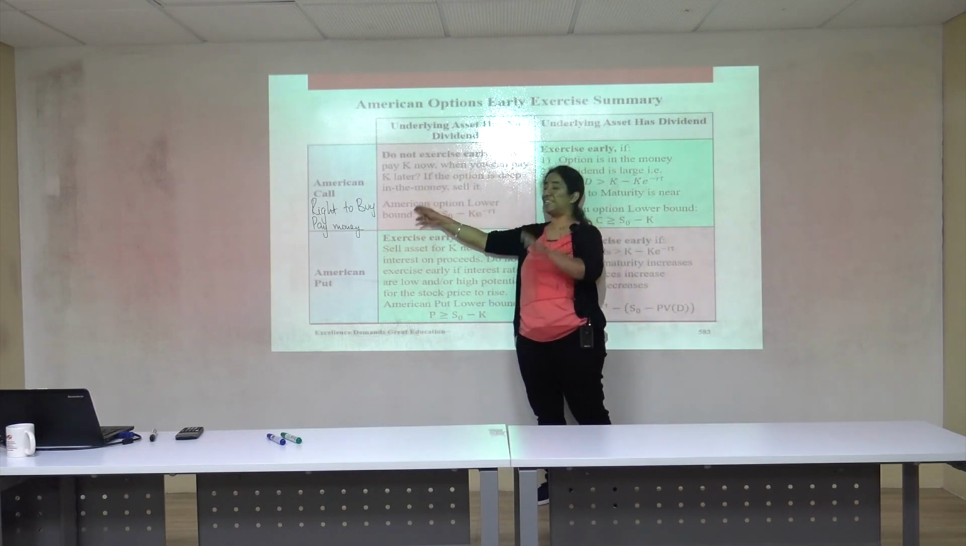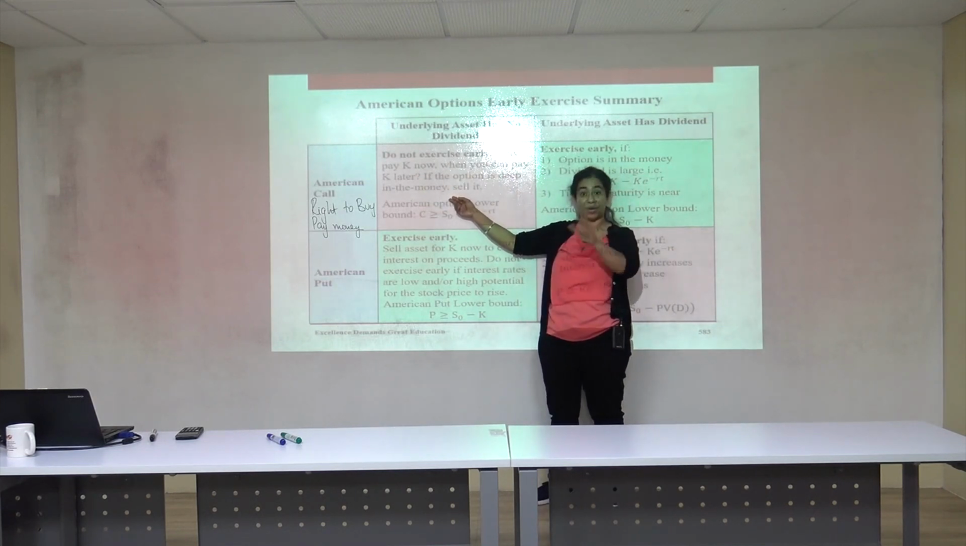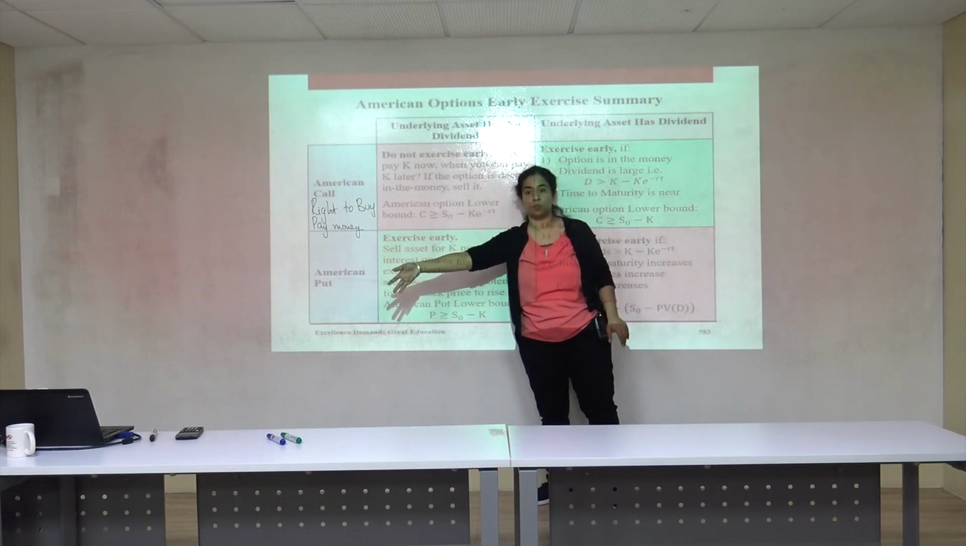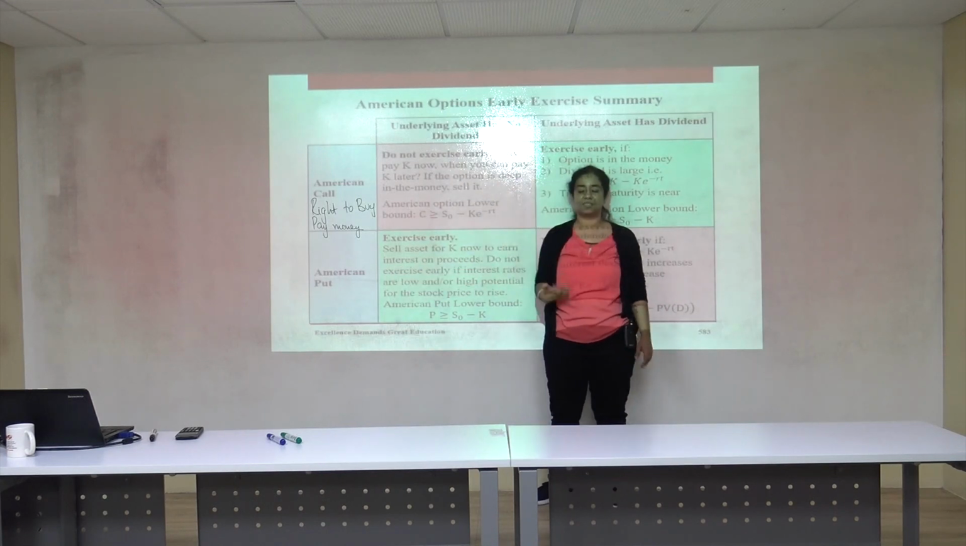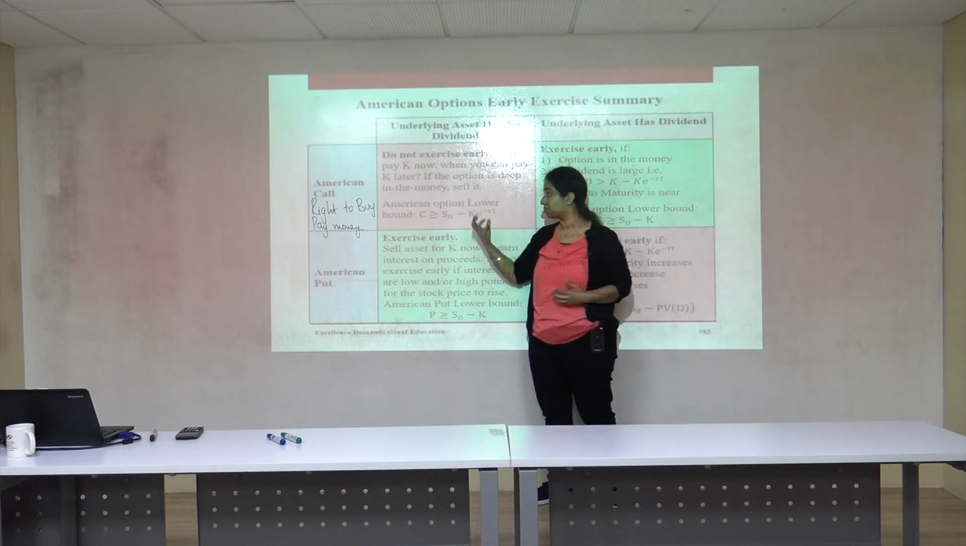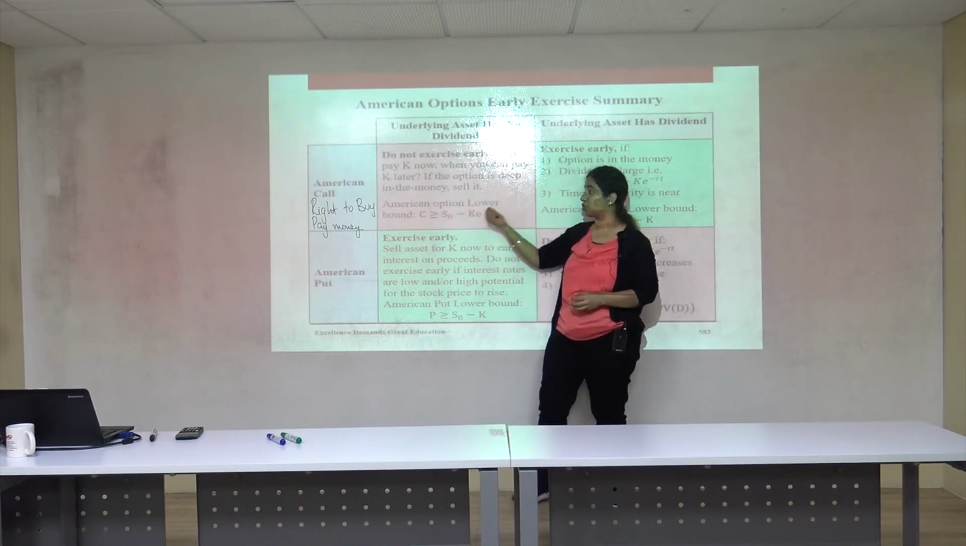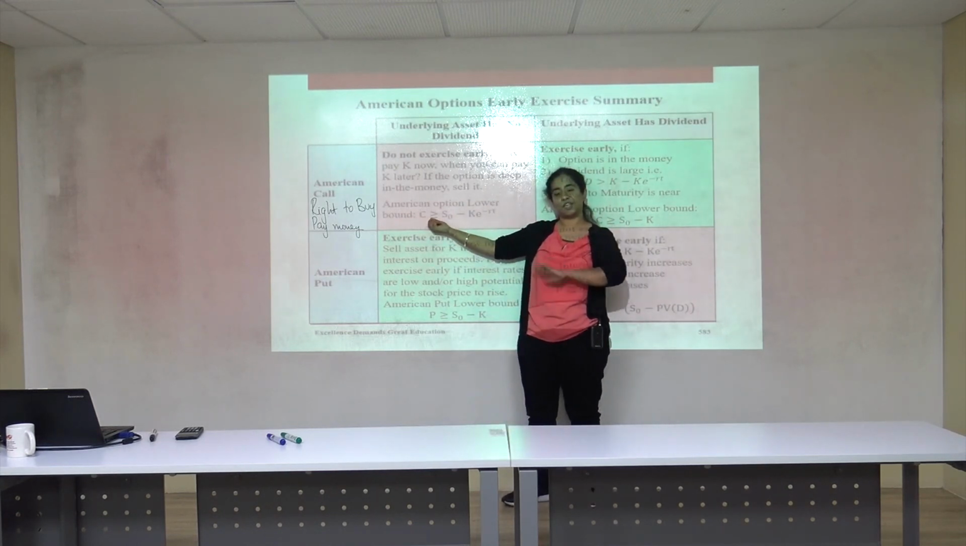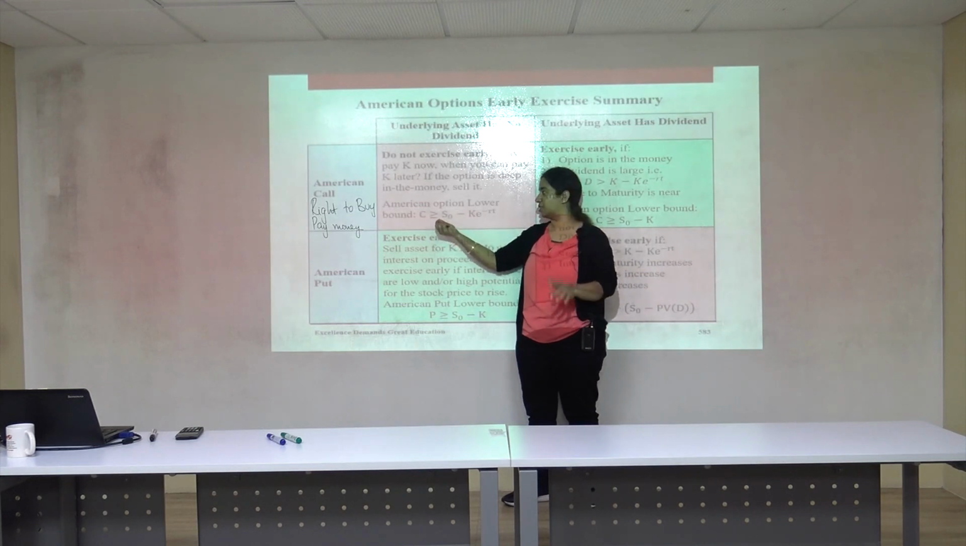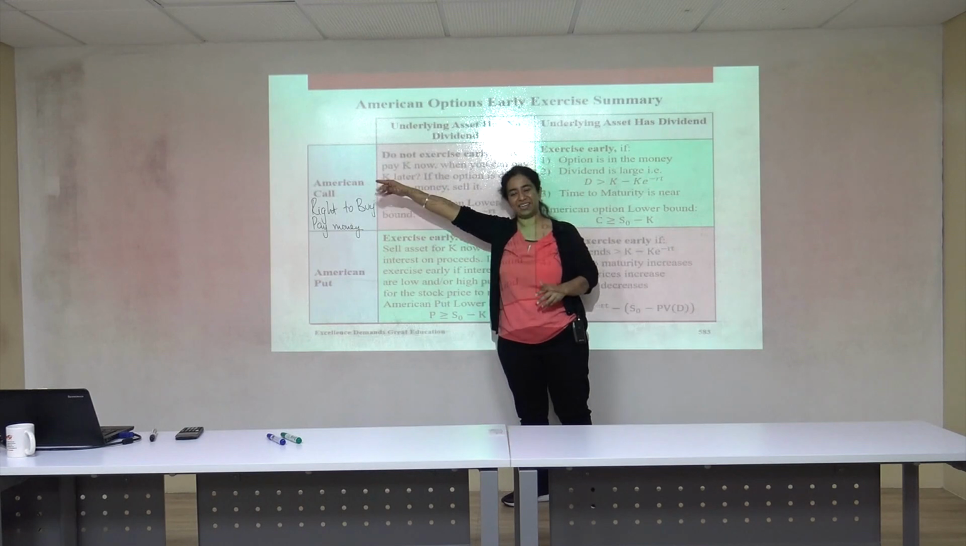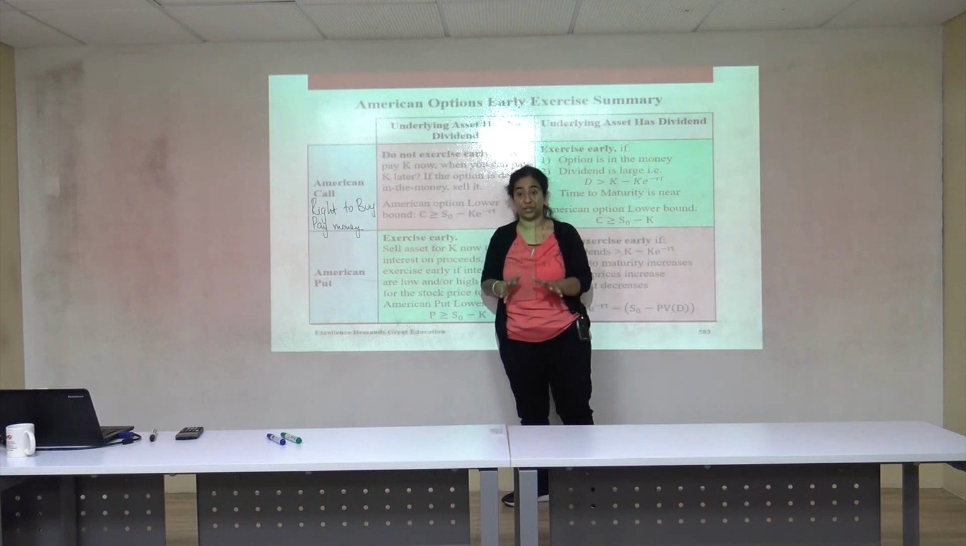If the option is deep in the money, remember, still don't exercise it. Sell off the option to someone else. You'll get the payoff plus time value. So the American option's lower bound is the same as the European option's lower bound, which is the call premium is the stock price minus the K discounted back because it's not getting exercised early.